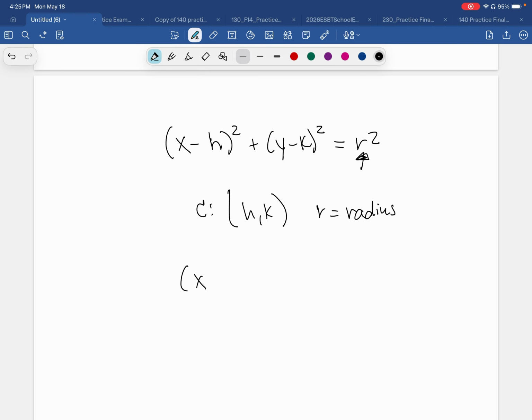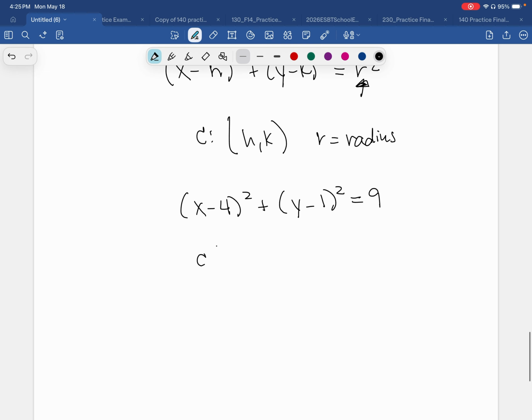So if you had (x minus 4) squared plus (y minus 1) squared equals 9, then that means that your center is at 4 comma 1. Know that those negatives are already built in, so you want the opposite of whatever this is: positive 4 and positive 1. That's your center. And then your radius is the square root of whatever sits here. So the square root of 9 means your radius is 3.